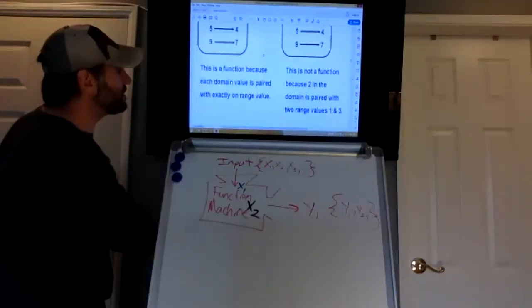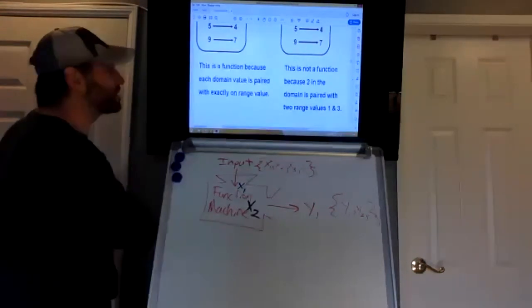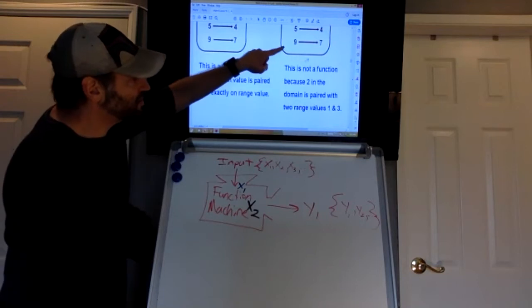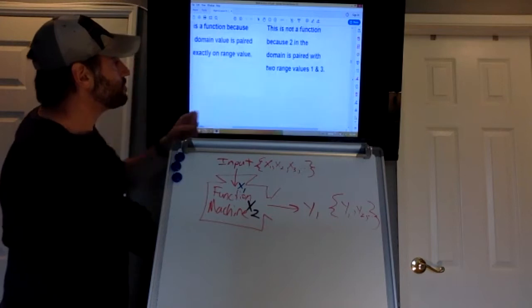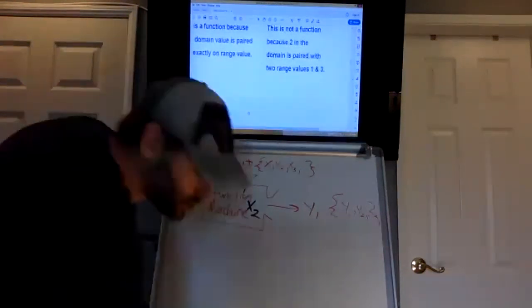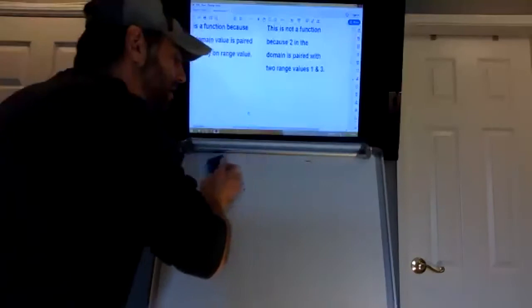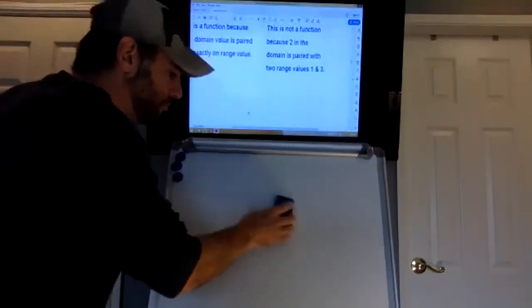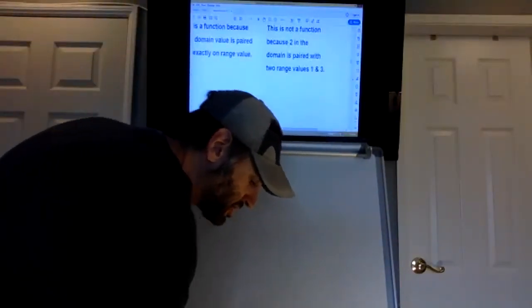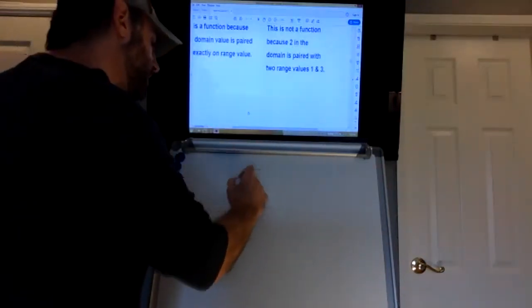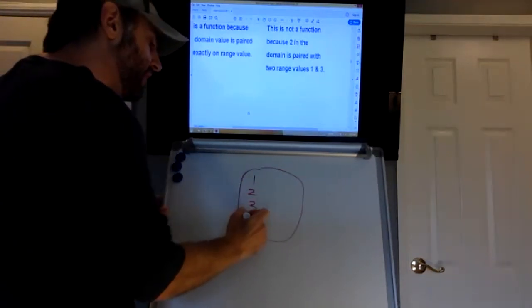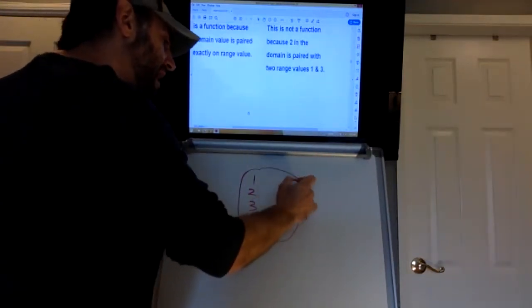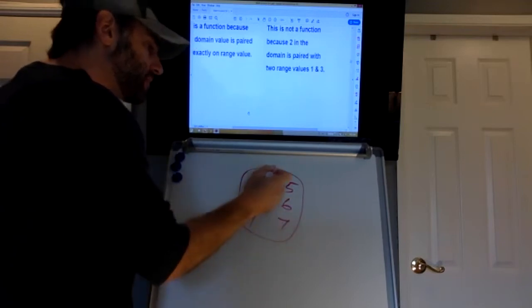Okay. This is a function because each domain value is paired with exactly one range value. That's a typo. It should say 1 right here. This one was not a function because 2 in the domain is paired with 2 range values. Okay. Another one, let me show you here. You can make these. These are called input-output tables. What if I have this input-output table? So I have this, and I have, let's do 1, 2, 3, 4, and then I have 5, 6, 7.